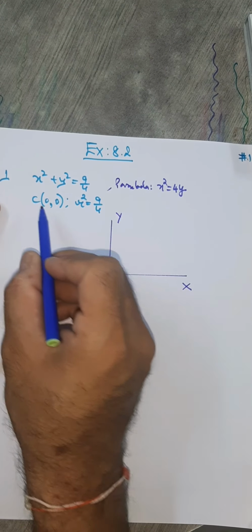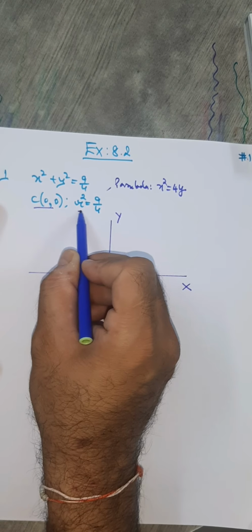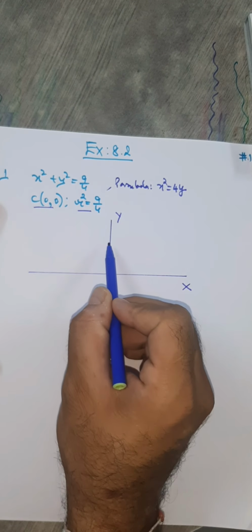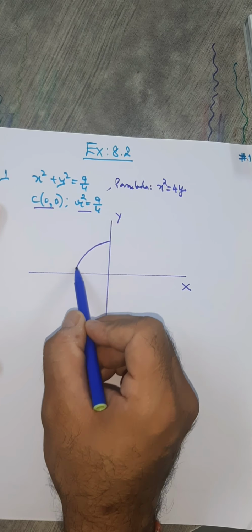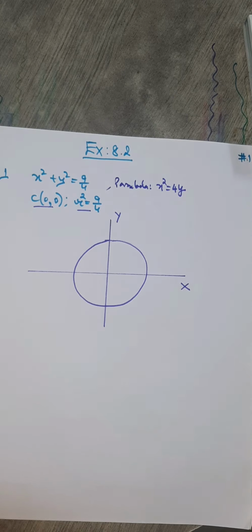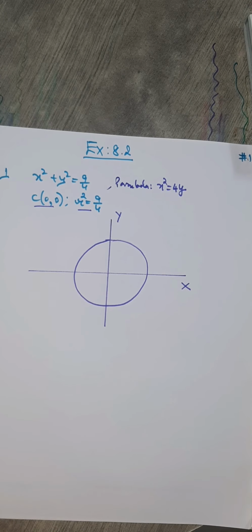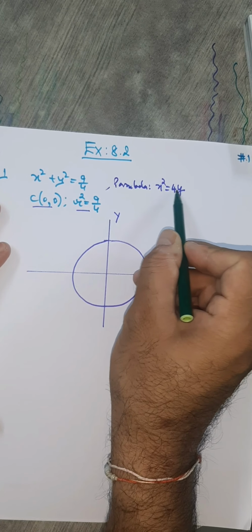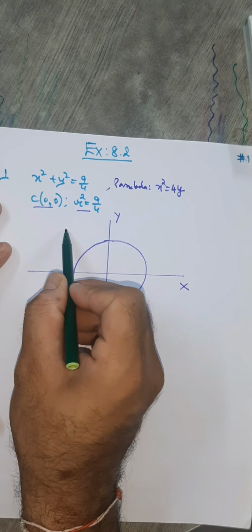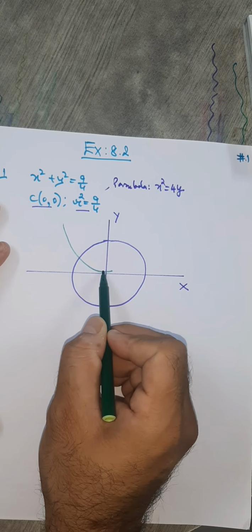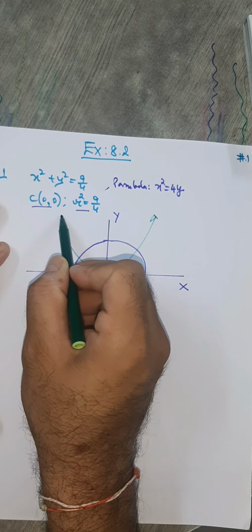X-axis, y-axis. Circle with center at (0, 0) and the radius equals 3 by 2. So suppose the circle is this. This is just a rough sketch of the circle. Center at origin and radius is 3 by 2. This parabola is symmetric around the y-axis, passes through origin. So the parabola would be like this. This is the parabola.